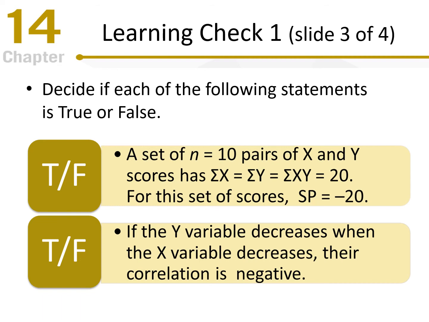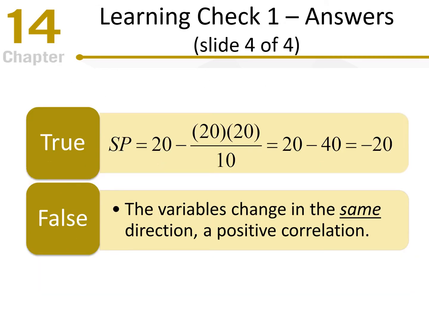Second statement. If the y variable decreases when the x variable decreases, the correlation is negative. Well, no, because they're going in the same direction. When x and y go in the same direction, it's always positive. When x and y go in opposite directions, it's negative. So in this case, x and y decreasing would be positive, not negative, so that's false. And this is what we get. You can see the first problem worked out. 20 minus 20 times 20 over 10 gives you negative 20. And obviously, if variables go in the same direction, you've got a positive correlation.